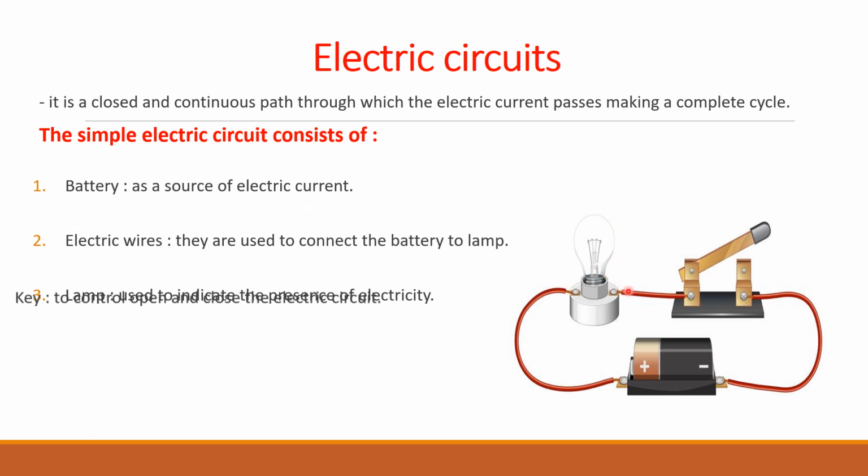Number four, and the last thing is the key, and the key is to control, to open and close the electric circuit so we can control whether we want electric current or not. So this is the definition of the electric circuit, and we learned that it consists of four main parts: the battery, electric wires, the lamp and key.